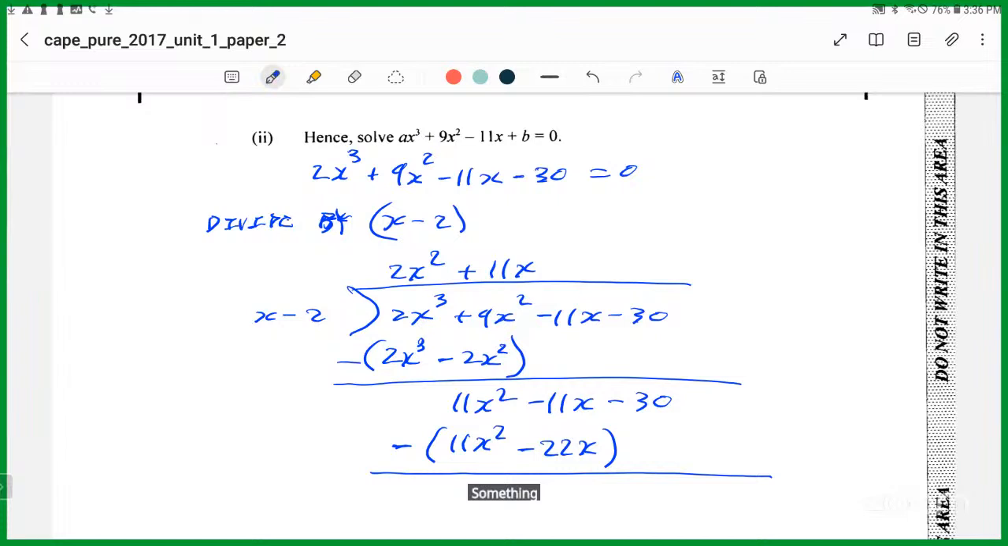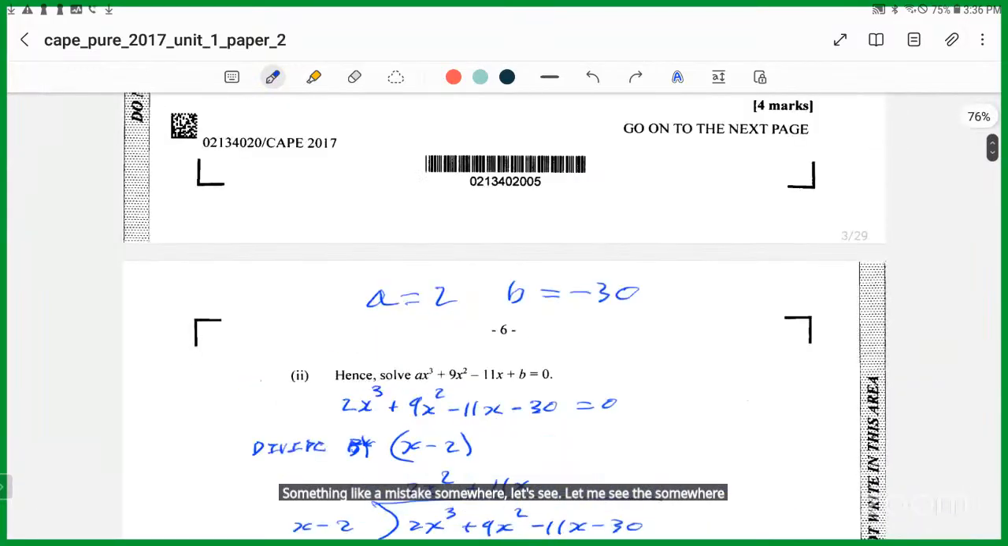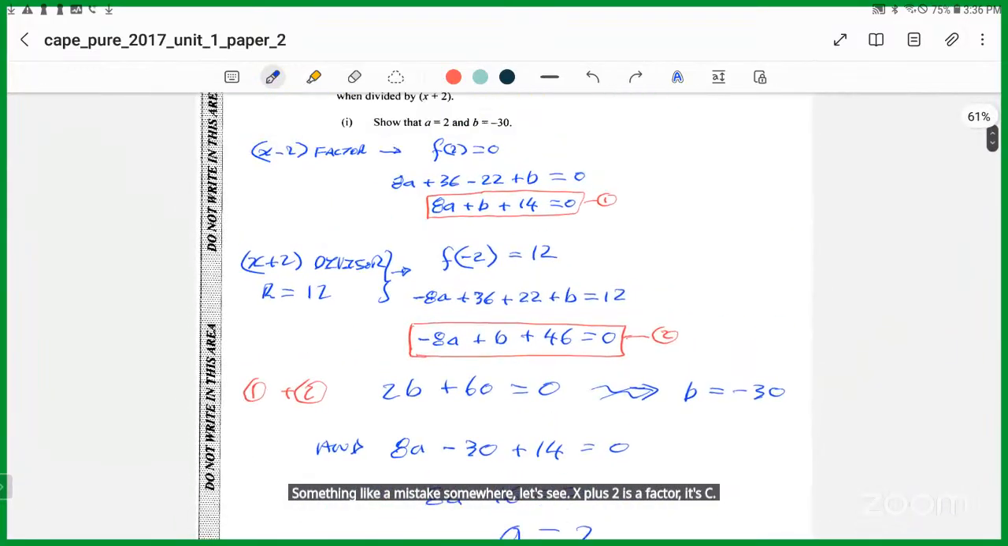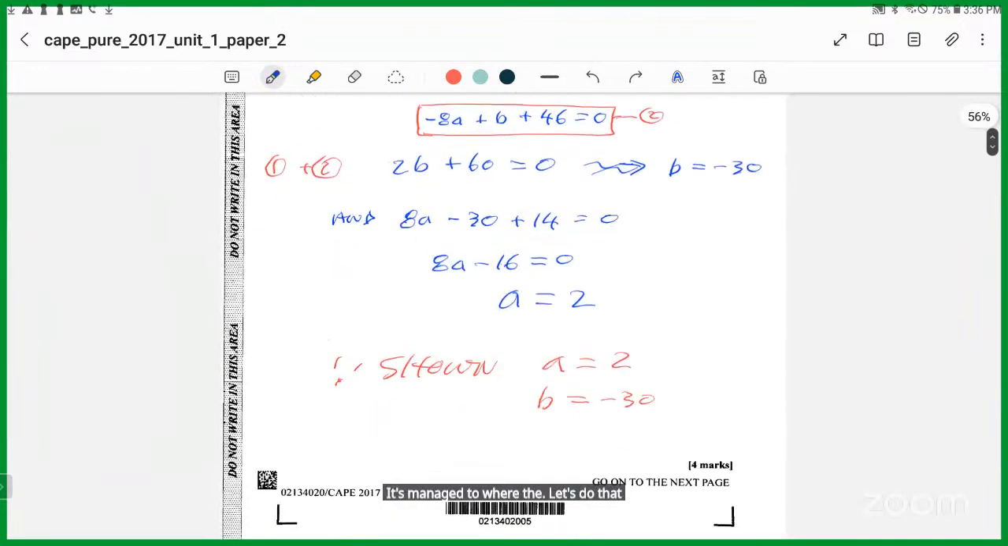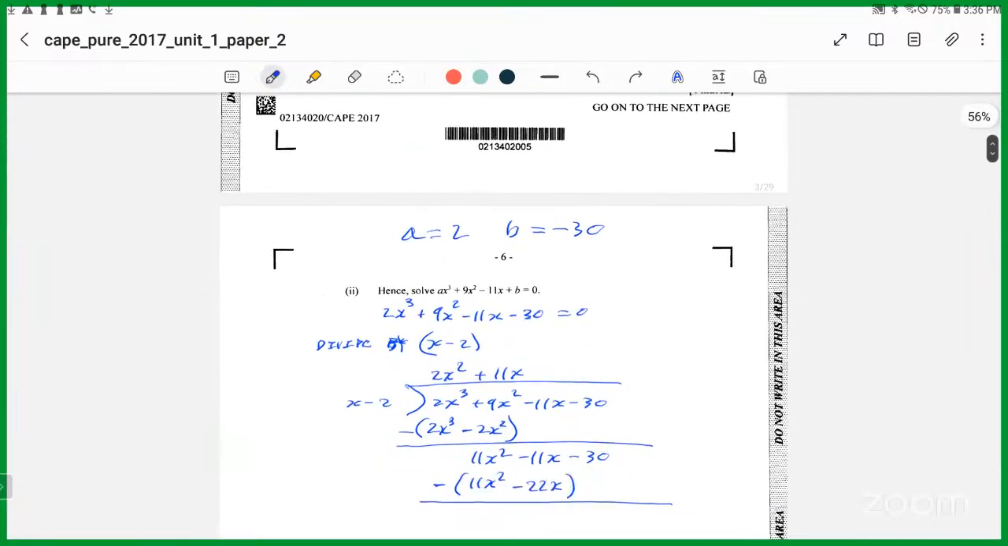Something wrong. Let's see. This minus becomes a plus now. That's 22 minus 11 makes 11. Something is wrong. I made a mistake somewhere. Let's see. Is x minus 2 a factor? Is x plus 2 a factor? Let's see. X minus 2 is a factor. Minus 11.